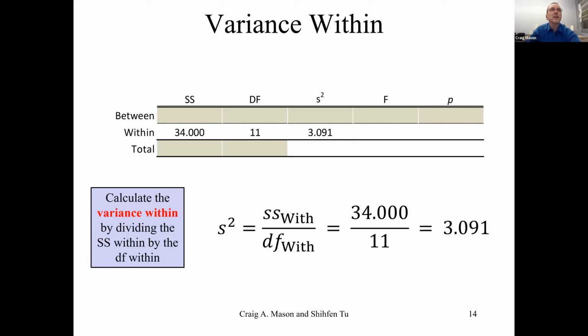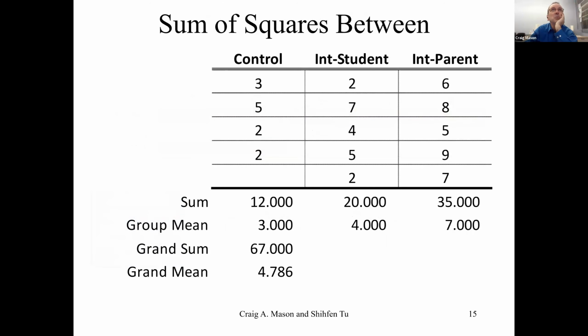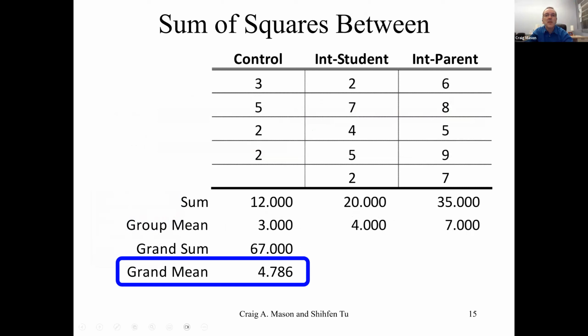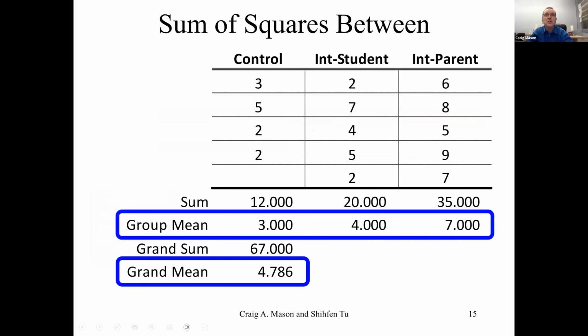All right. Now, let's switch over to the sum of squares between. We come back to here, right? Here we need that grand mean of 4.786, and we also need the group means. Oops, I think I circled that. Yeah, we need that one. We also need the group means to do our sum of squares between, because now it's not the variability of individual kids around their group mean. Now we're doing the variability of the group means around the grand mean. So let's do each of those.